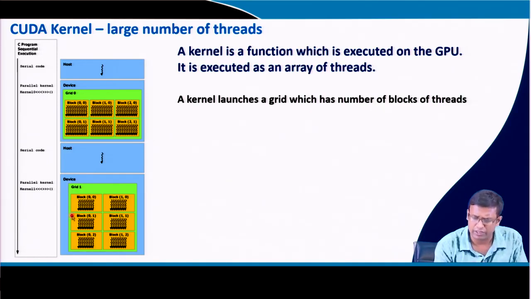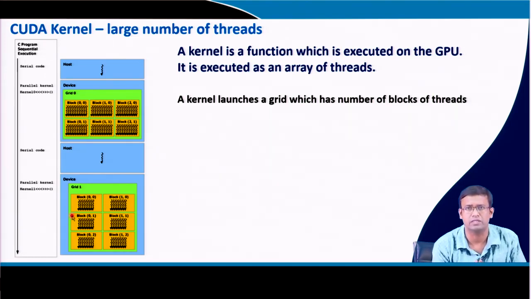The kernel is the function which is executed in the GPU. How does it execute it? It is executed in terms of an array of threads. Blocks of threads are launched in terms of a grid. When a kernel is executed, it launches a grid of threads. A grid is a collection of blocks, a block is a collection of threads.